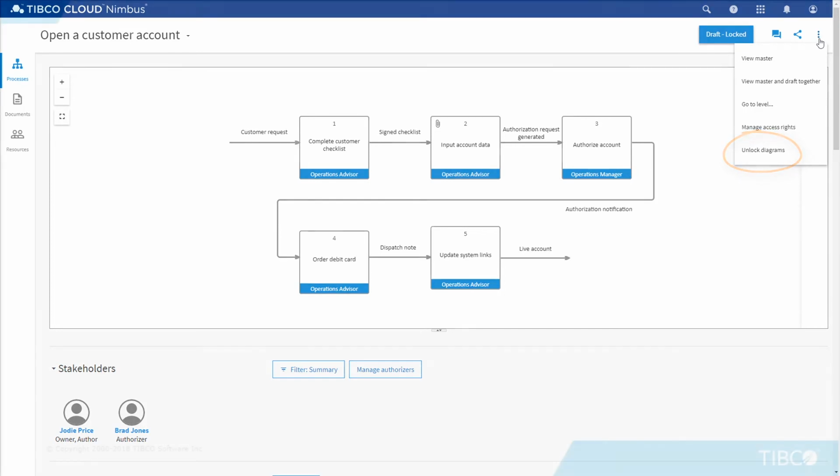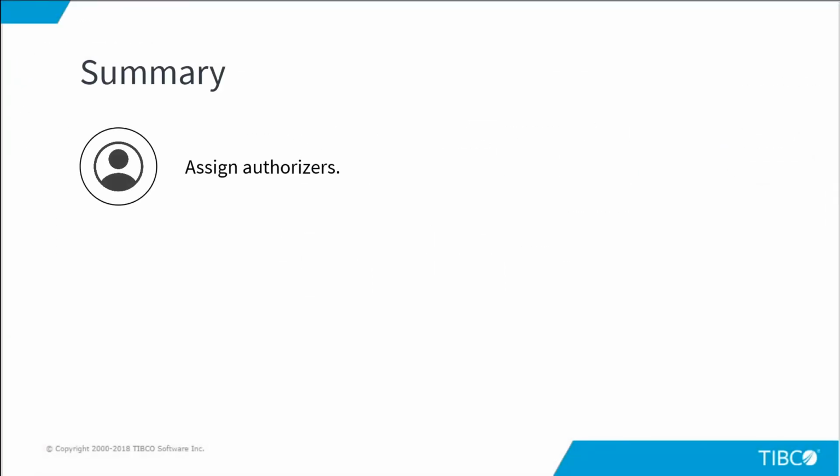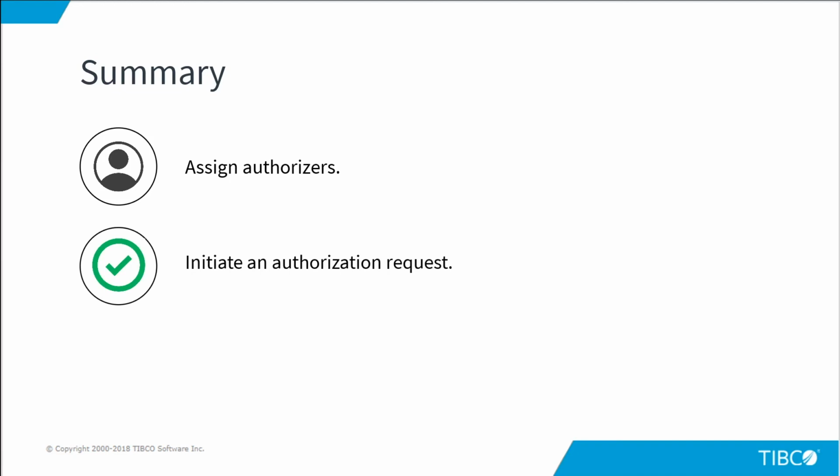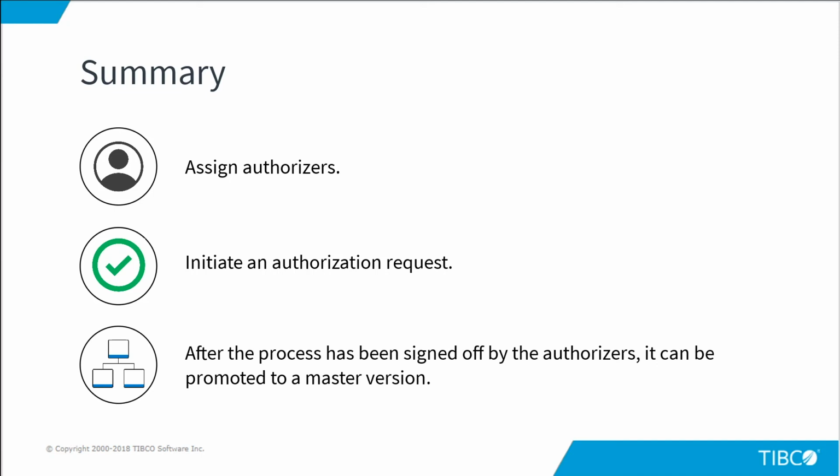In summary, when your process is complete, assign authorizers, then initiate an authorization request, and finally, after the process has been signed off by the authorizers, it can be promoted to a master version.